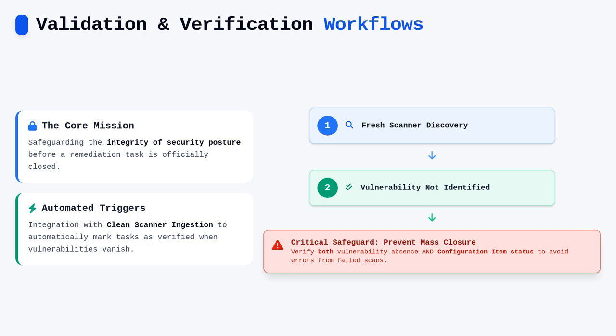However, this automation must be carefully structured to prevent accidental mass closure if a scan fails, or if the data ingestion process encounters an error. You should design these verification triggers to validate both the presence of the vulnerability and the current status of the affected configuration item.